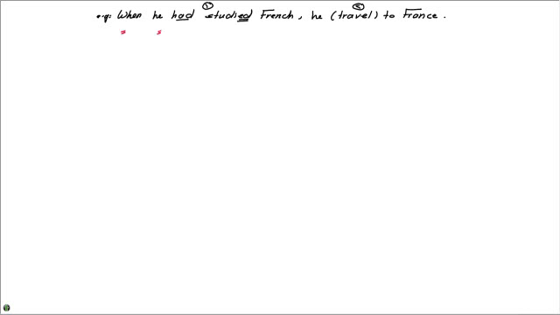Another example. When he had studied French, he traveled to France. Look at the first sentence. When he had studied. Had studied, the first event, and we have used here past perfect. Exactly, we say, when he had studied French, he traveled to France.